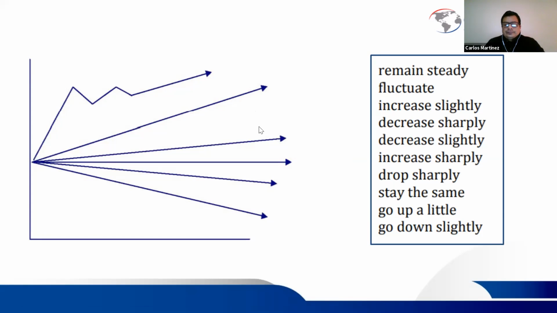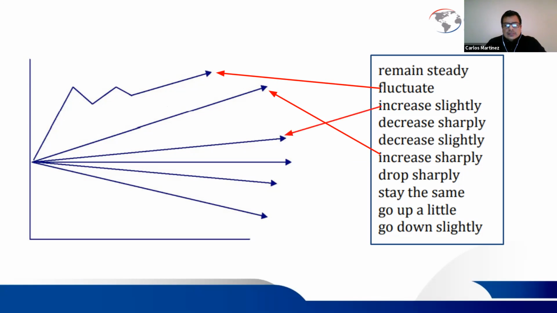So let's say the first one, fluctuate. When you see a line that moves in this form, up, down, up, down, it's a fluctuation, okay? It's going up and down, up and down. Next, we have this one, increase sharply. Notice how in this arrow the angle is high, so it's increasing. I mean, it's increasing, but in a sharp manner, quickly.